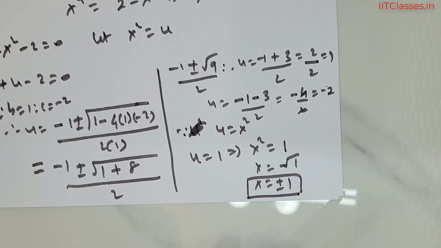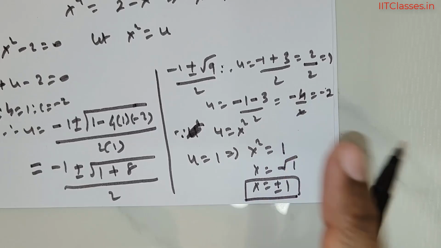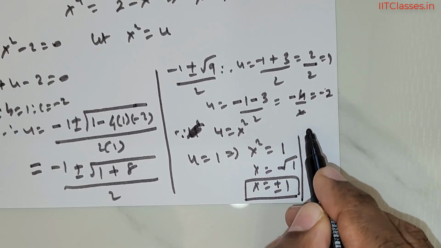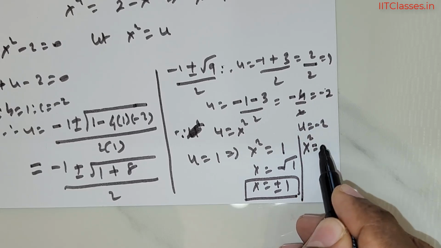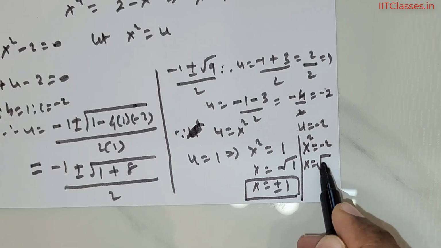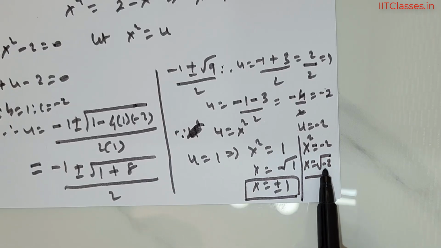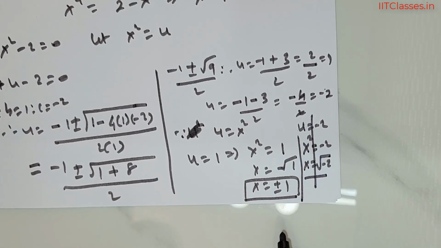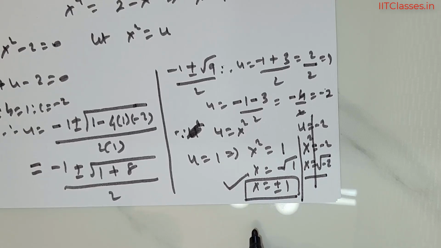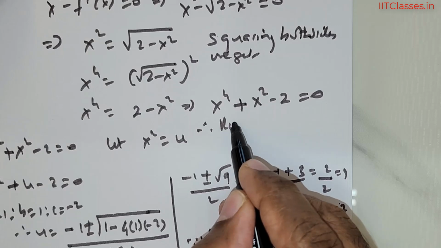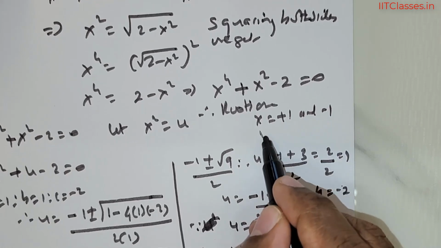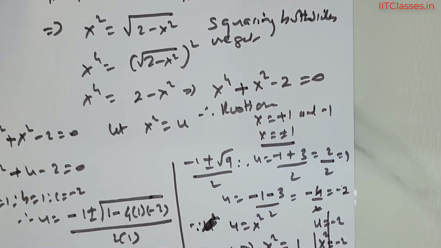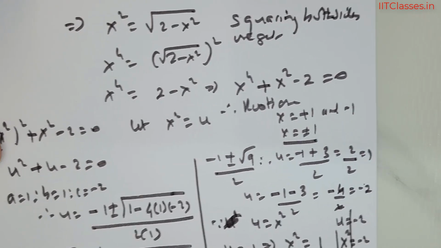Okay, now you have to direct yourself to this. I'm going to use this part of the space. So u is equal to minus 2. So this means x squared is equal to minus 2, which means x is equal to root of minus 2. This is definitely not a real root. This is complex in nature. So we drop this and we only take this. So therefore the roots are x is equal to plus 1 and minus 1, or you can write it as x is equal to plus or minus 1. Okay. So that is the solution.